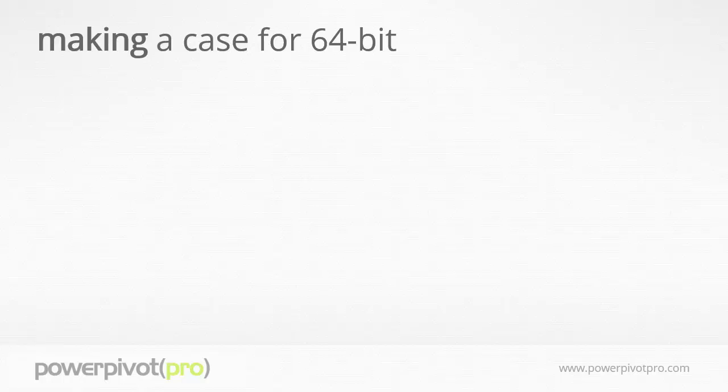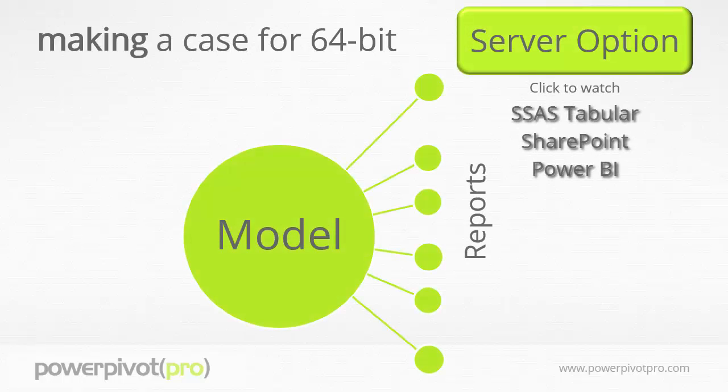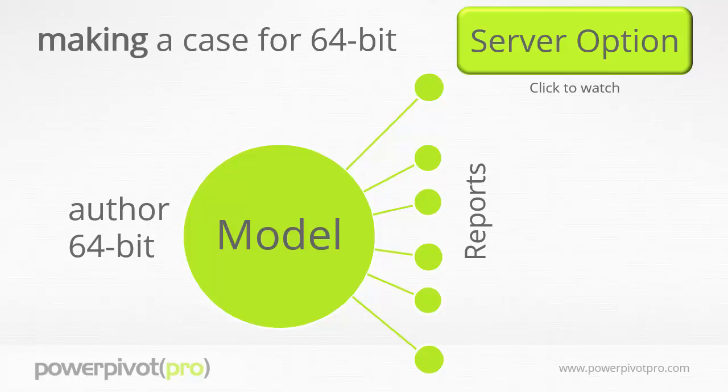But what if you do need to make a case for 64-bit? Well, IT teams tend to oppose 64-bit due to compatibility issues. But one of the best things you can do about this is going with one of the server options. Click on the server option button shown here to get more information on that. But really one of the key things that the server option allows you to do is separate the model from the reports. And once you've done that, then really it's only the model author who needs the 64-bit edition to be able to build a large model.